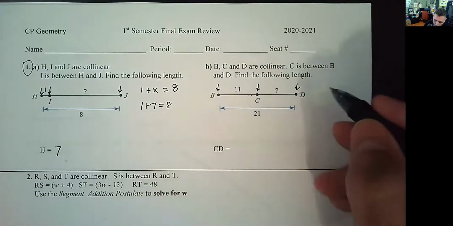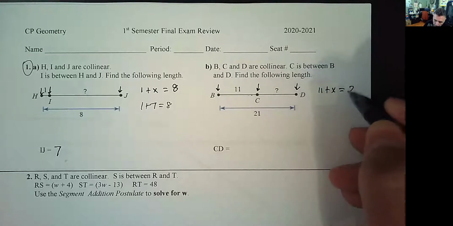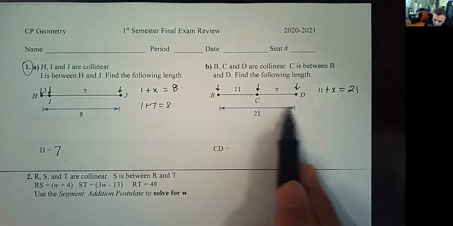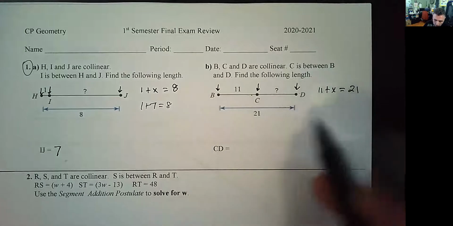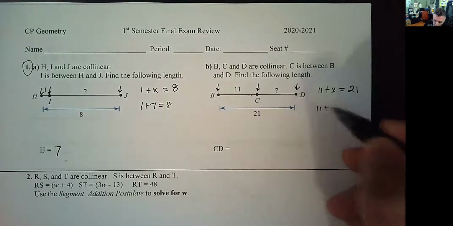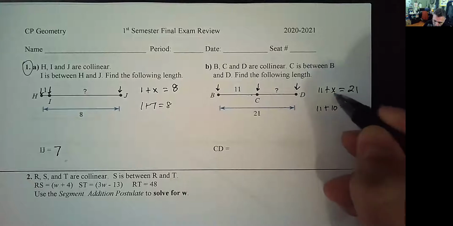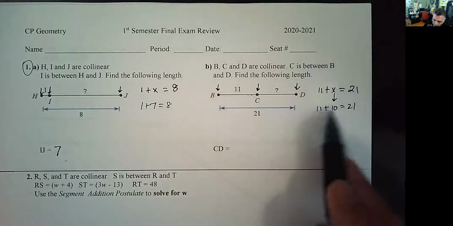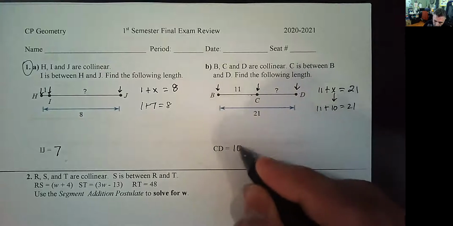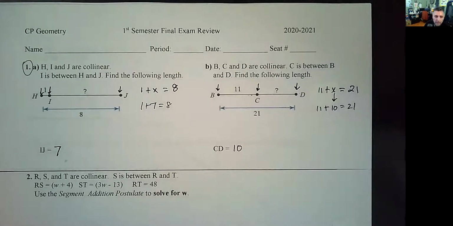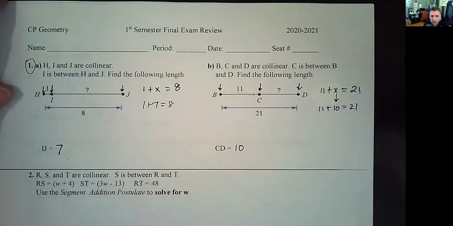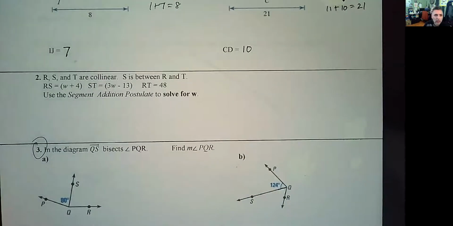So again, this is pretty much what we have. We have 11 plus x equals the entire length, which is 21. Well, hopefully you guys can see this. X has to be 10 because 11 plus 10 is 21. So I know that's the length of CD. Now that's the easy version. And number 1 on the test will be that way. That's the easy version. The next one, number 2, is a little bit more difficult.